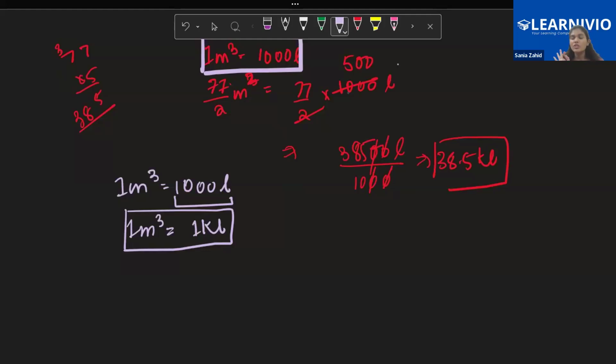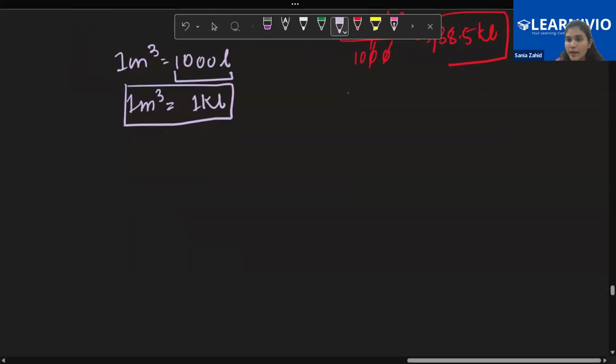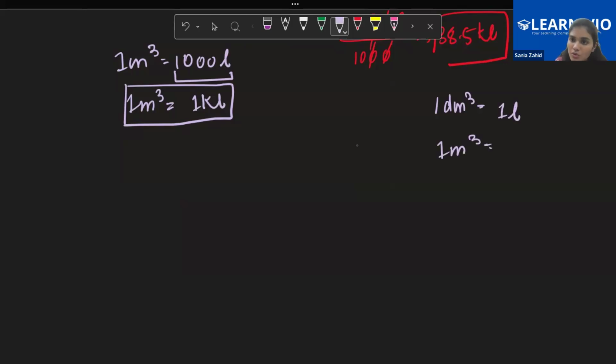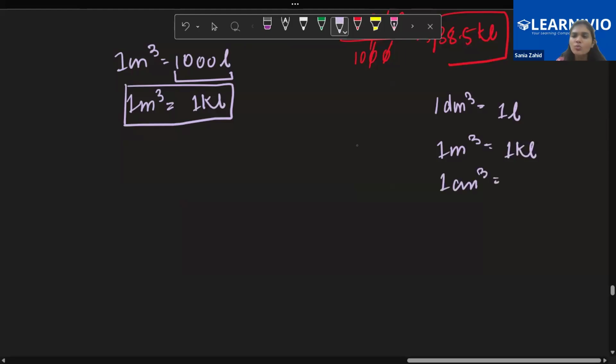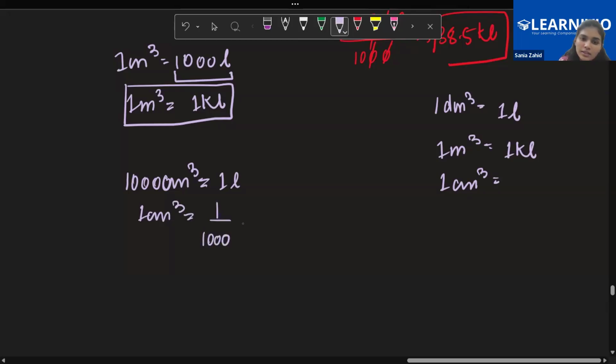Now, before moving to the next question, I want to tell you one more relationship. Right now, I have 1 decimeter cube is equal to 1 liter, and 1 meter cube is equal to 1 kiloliter. Can I now try to establish 1 centimeter cube also as something related? Let's try. I know 1000 centimeter cube is 1 liter. So if I bring this 1000 over here, 1 centimeter cube is equal to 1 by 1000 liter.